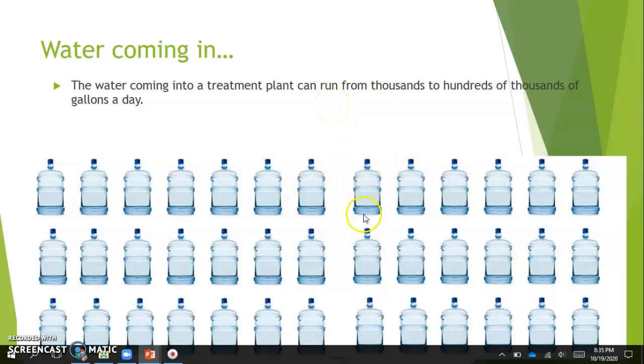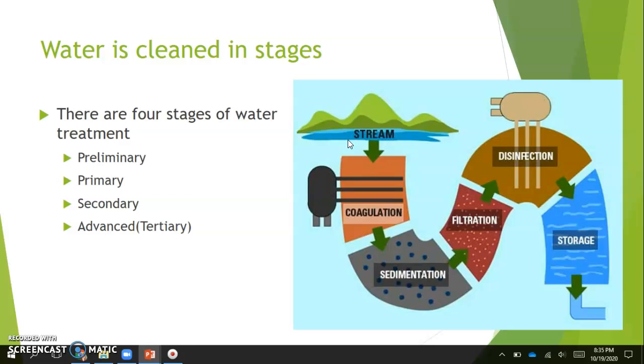Each of these would be, I can't remember how much these jugs hold. It might be 10 gallons. So the water that's coming in is cleaned in stages. There are 4 stages of water treatment: preliminary, then primary, secondary, and the advanced stage, which is called tertiary. What you need to absolutely focus on and be able to differentiate is the primary, secondary, and tertiary stages.